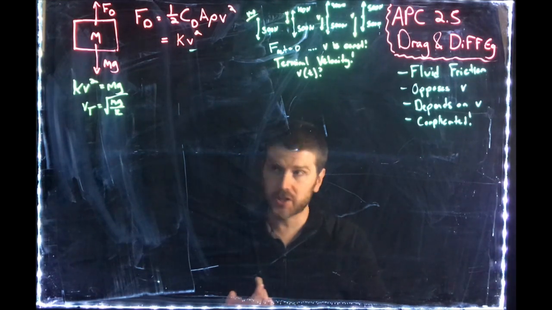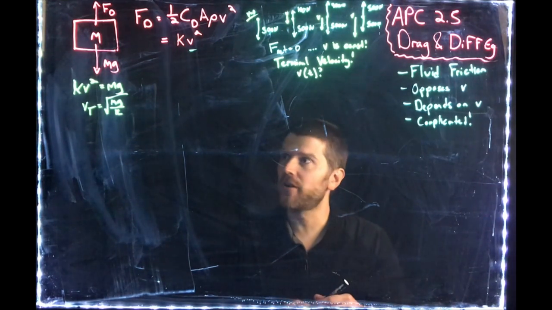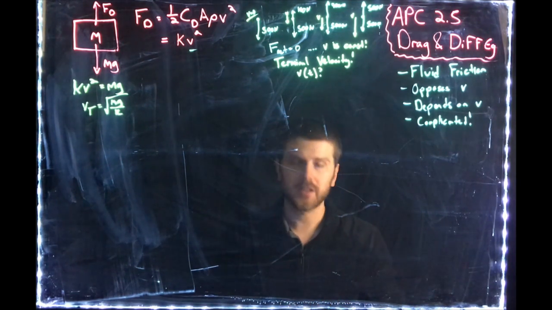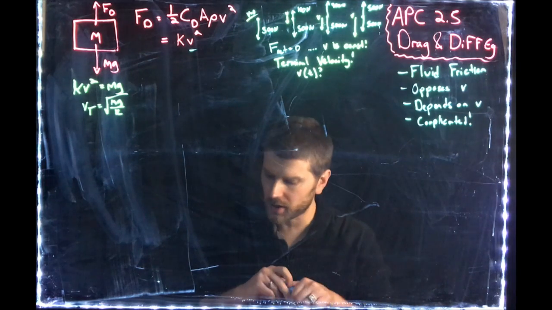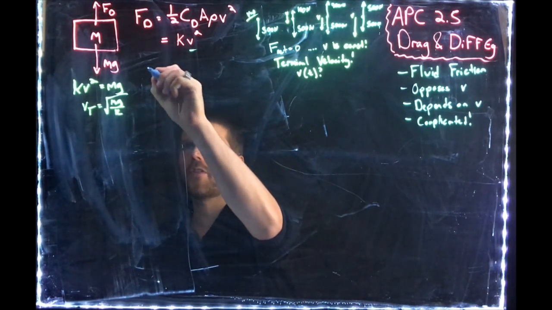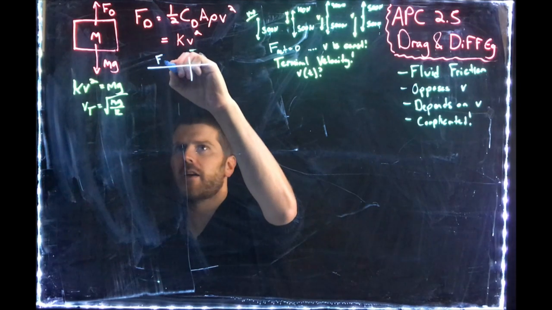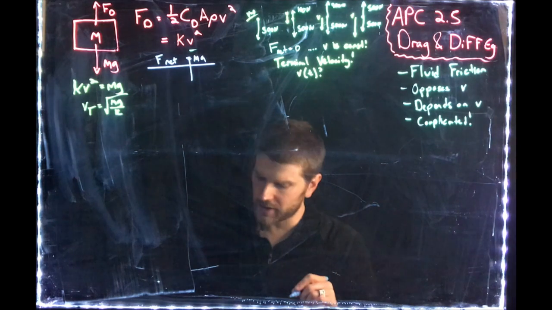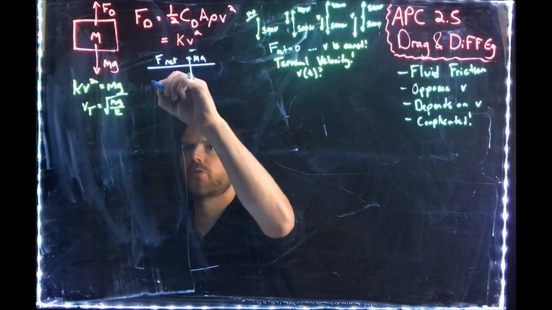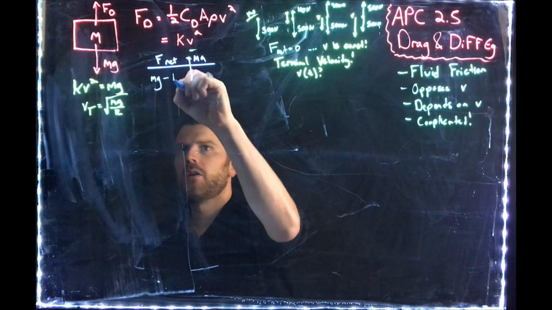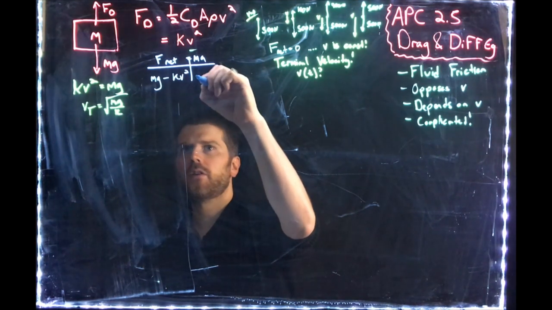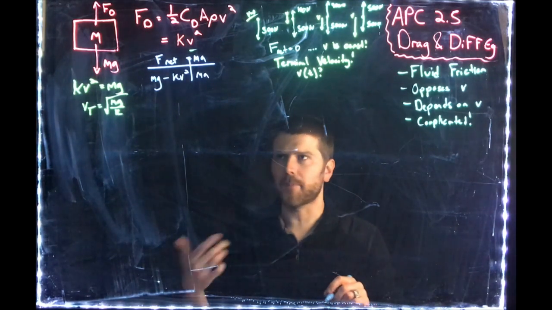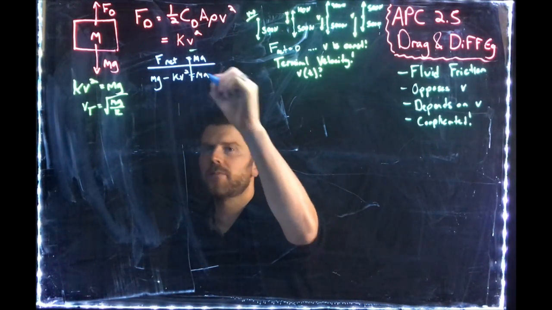So what we're going to do is what we always do. We're going to draw a free body diagram, which I've already drawn here, and we're going to do some Newton's second law. We're going to write F net equals ma. In this case, for our net force, we'll take down to be our positive direction. We'll write mg minus kv squared equals ma.